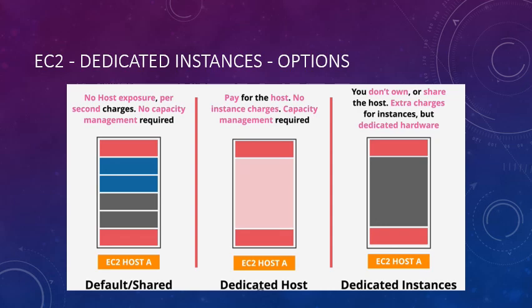Option 1, default shared. The second option is dedicated host, where you pay for the host itself and no instance charges, and capacity management is required in this dedicated host mode. You have to be careful that you don't go over the top of the capacity for that hardware. The third option is dedicated instances. You don't own or share the host, but extra charges happen for the instances, but you do have dedicated hardware. So in other words, you don't manage the host, but you do have dedicated hardware, so nobody else can use your hardware. So they're the three options.